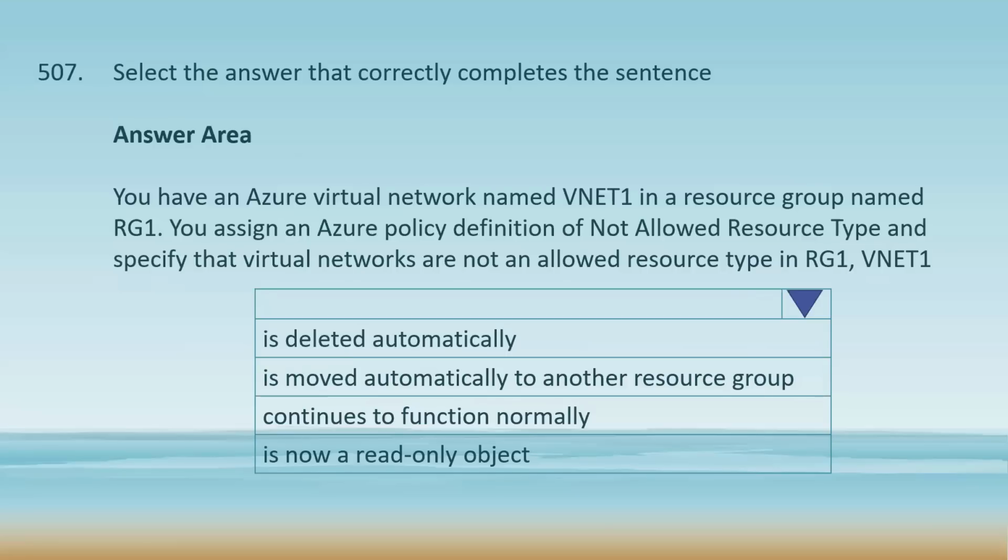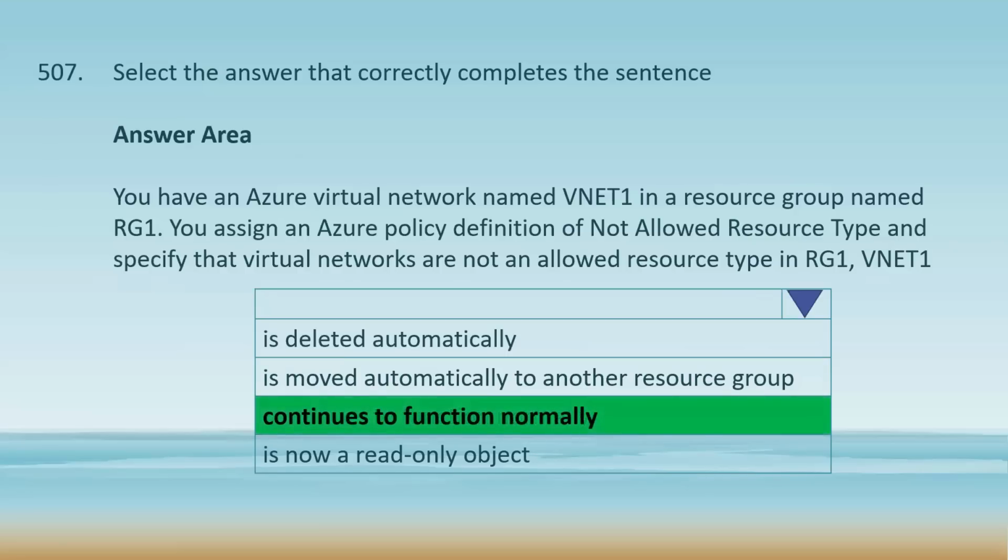Now, folks, the VNet will be marked as non-compliant when the policy is assigned. However, it will not be deleted and will continue to function normally. You won't be able to create any new virtual networks in the resource group going forward.